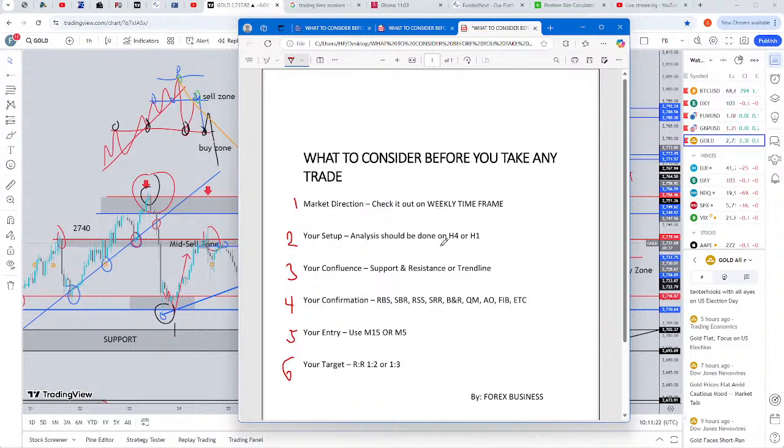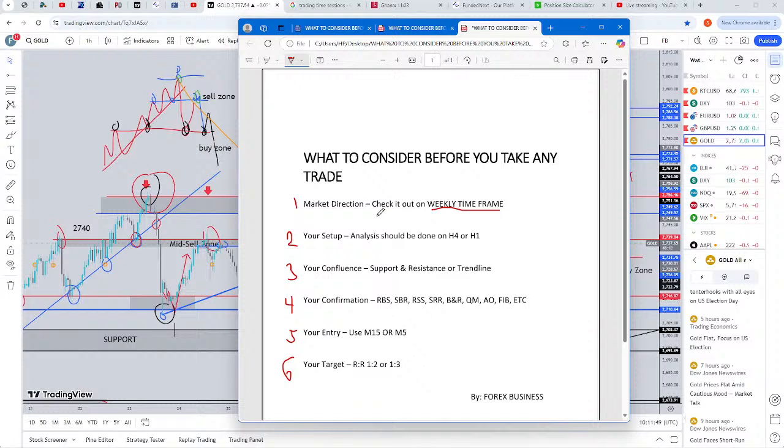The first thing that one needs to understand is that before you take any trade, you have to know the direction of the market, and this can be seen on a weekly time frame.